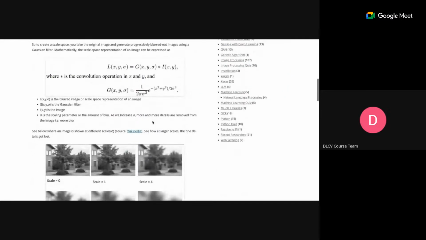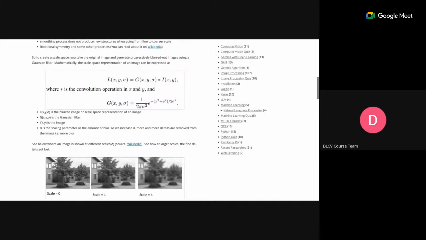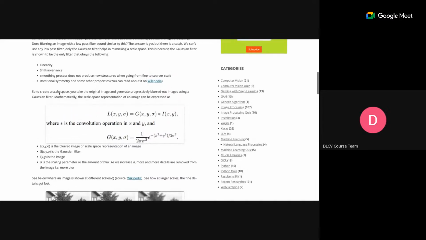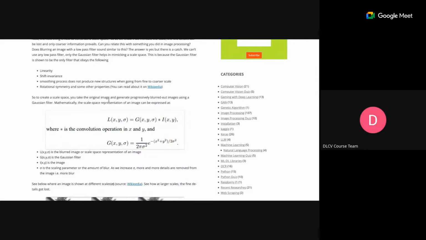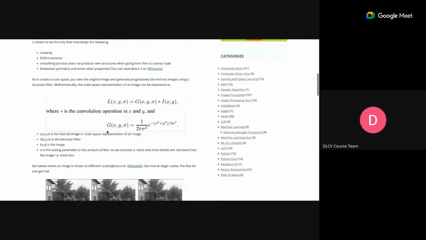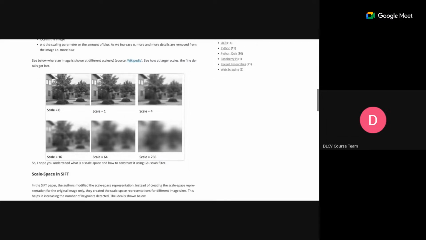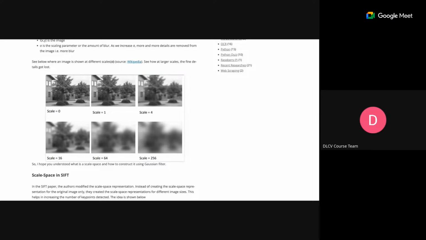But if you see here, this is what is happening. What you are trying to do is create this scale space. You take the original image and generate progressively blurred images using a Gaussian filter. This is what you are trying to do at the first step.